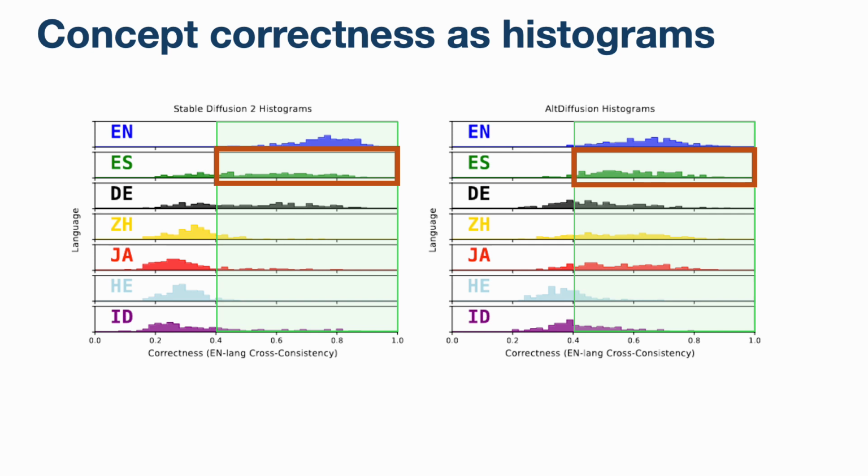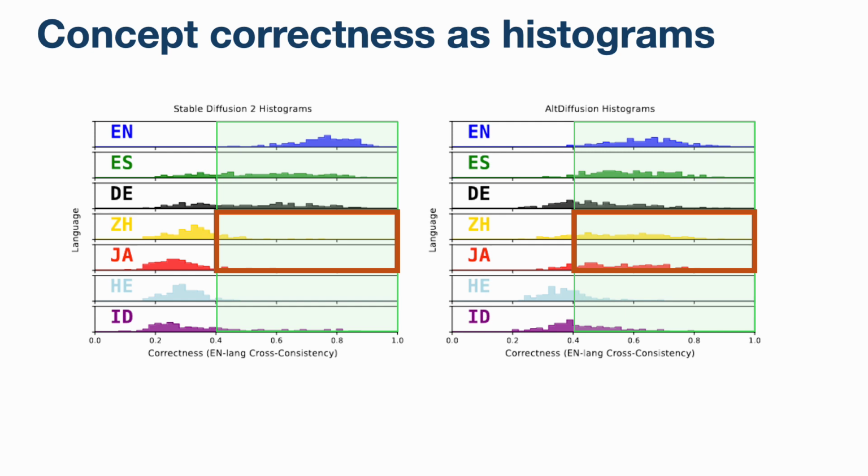We see that in this regime of what we call possession of a concept, basically just having that XC CoCo-CroLa correctness score being above some arbitrary threshold, here it's 0.4, for both Stable Diffusion 2 and Alt Diffusion, there's a significant amount of mass of these concepts in Spanish that fall above that possession line. However, for Chinese and Japanese, very few of them fall over that possession line for Stable Diffusion 2, whereas many of them, almost the same amount as there are in Spanish, fall to the right of that line for Alt Diffusion, the model here on the right.